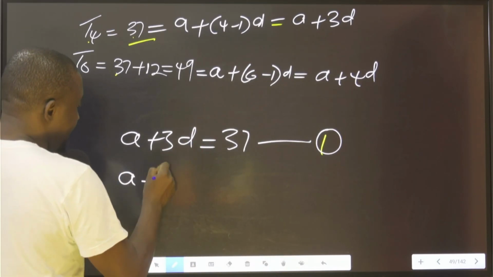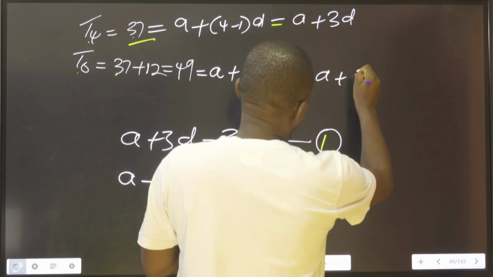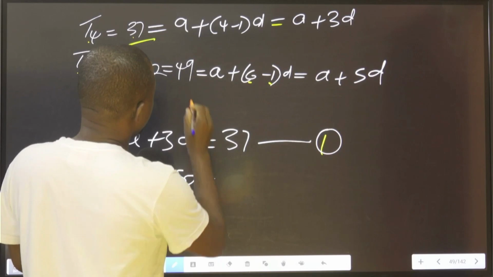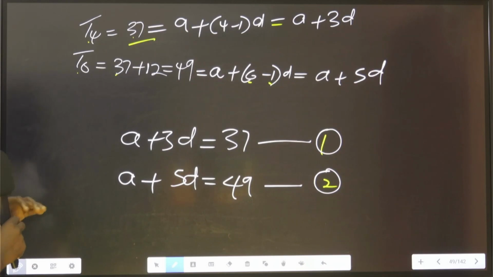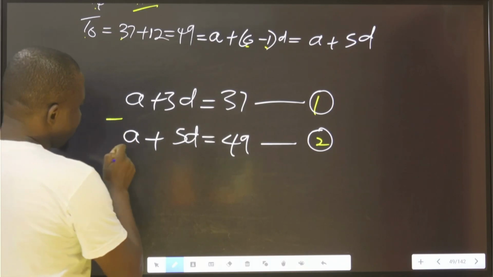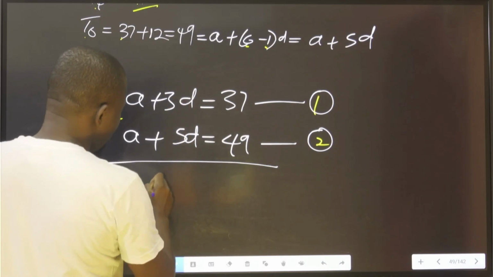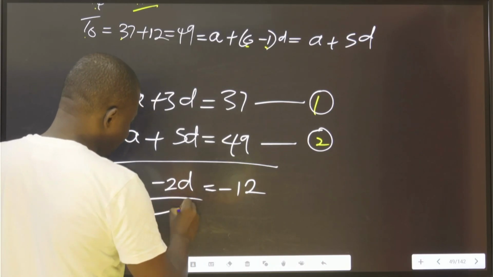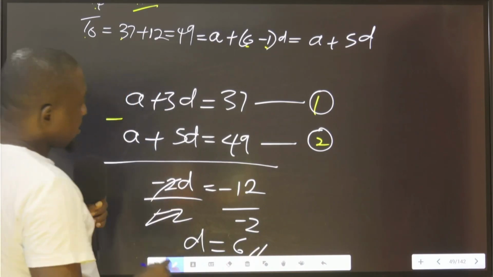Why A plus, this is 6 minus 1, sorry. This is 5D, sorry. That is A plus 5D equals 49. Call this equation 2. What we need to do now, we subtract equation 1 from equation 2. A minus A will strike out. This will give us 2D equals 12. Divide both sides by 2. D equals 6. Okay.